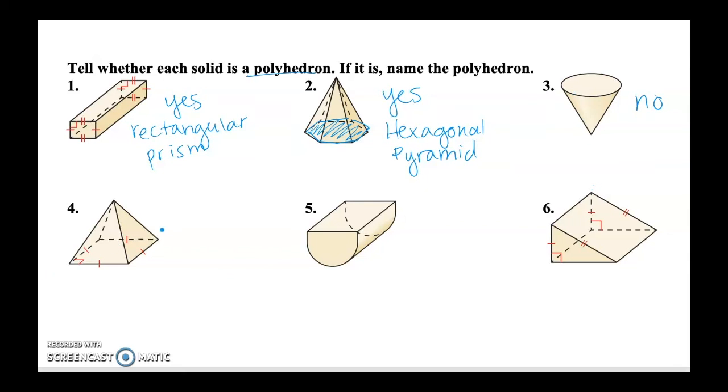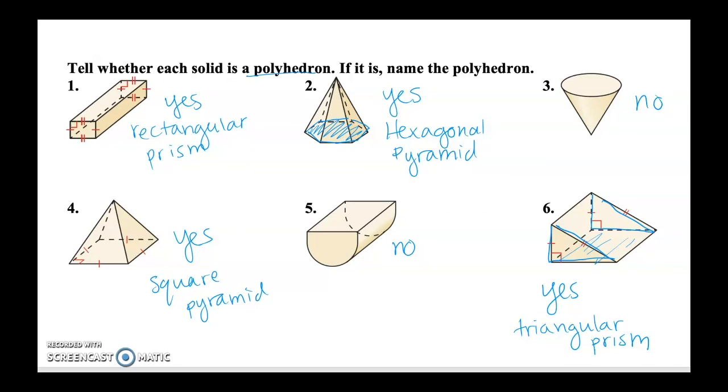Number 4, looking at the base of the pyramid, this is a square, and looking at the faces, edges, vertices, this is a polyhedron, and this would be a square pyramid. Alright, number 5, this is a curved edge, so nope, this is not a polyhedron. And then number 6, these are all straight lines made of polygons, so this is yes. And then we need to name this prism, and remember, the bottom, this is not the base, necessarily, right? It's the matching polygons. So this would be the base. So this is a triangular prism. And in the next video, we'll talk about volume.